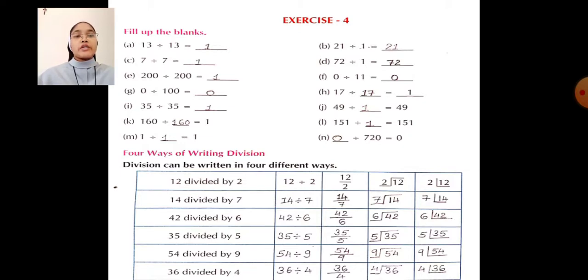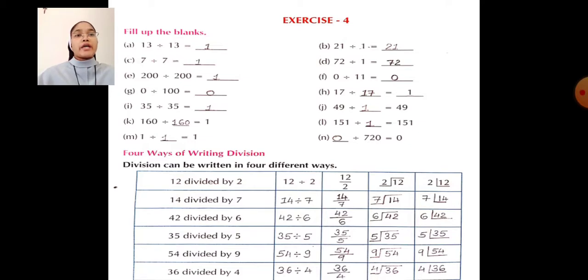200 divided by 200 equal to dash. In the blank you have to write 1. 0 divided by 11 equal to dash. In the blank you have to write 0. 0 divided by 100 equal to dash. In the blank you have to write 0. 17 divided by 17 equal to dash. In the blank you have to write 1. 35 divided by 35 equal to dash. In the blank you have to write 1.